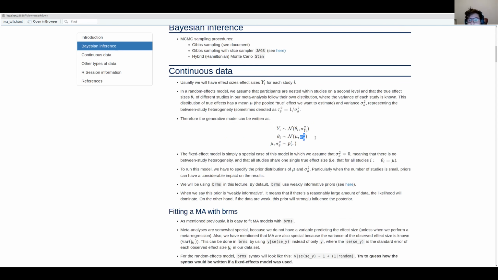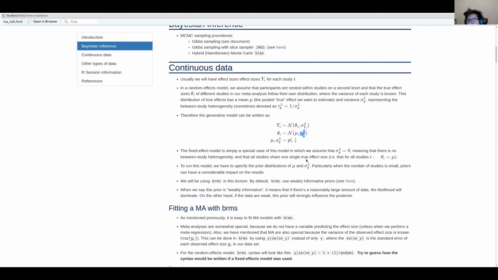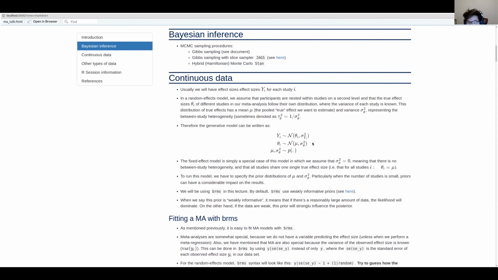Okay, so this is the random effects model. A fixed effects model assumes that this is equal to 0, meaning that there is no between study heterogeneity, and that all studies share only one single true effect size, meaning that theta i will be equal to mu. So you can see here the hierarchical structure of the model, right? And it's like a GLM, right?